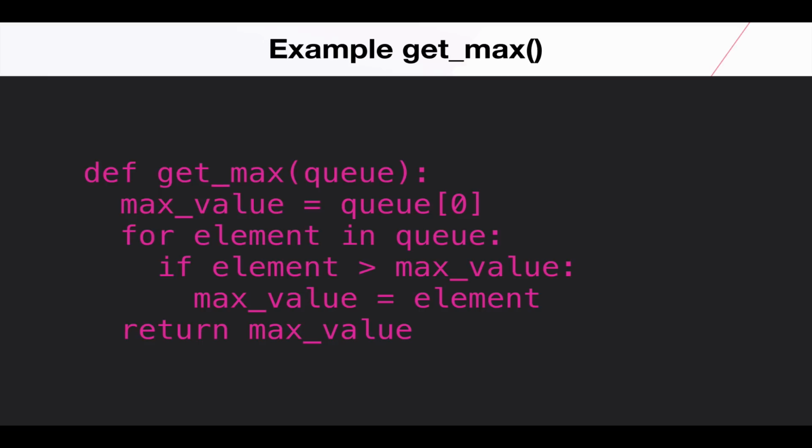And then we'll loop over the other elements in our queue. Along the way, we'll check to see if there's an element that's larger than the max value. If it is, then we'll update the max value to be that new larger element. So by the end, once we've gone through the entire queue, we'll have found the max element in the entire queue.